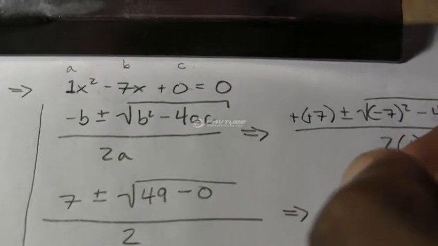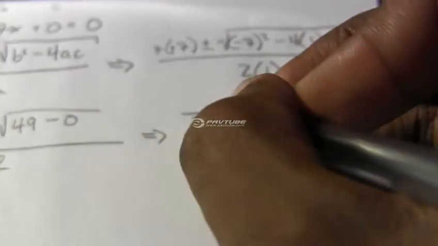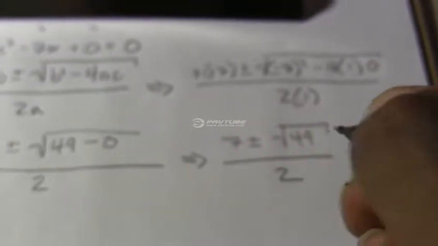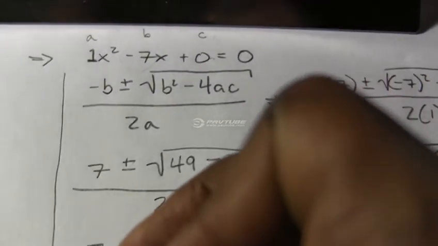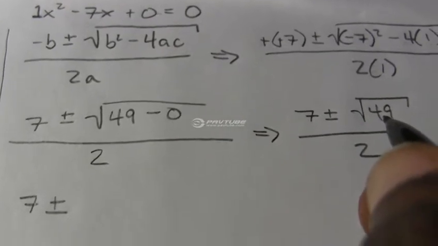We come over here. We'll just say 7 plus or minus. So now we've just got what? The square root of 49 over 2. Right? 7 plus or minus square root of 49 is 7, right?